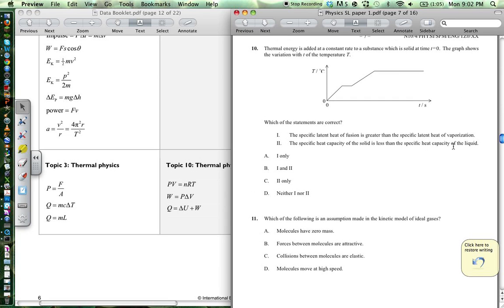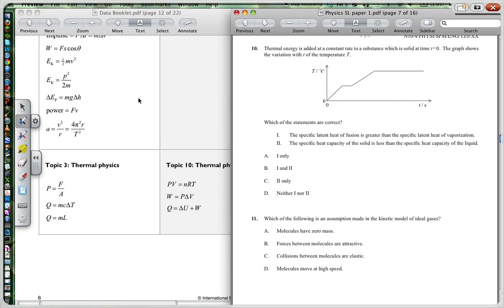Alright, going on to question 10. It says here, thermal energy is added at a constant rate. That's an important word, constant rate, to a substance which is solid at time t equal to 0. The graph shows the variation with time t of the temperature T.